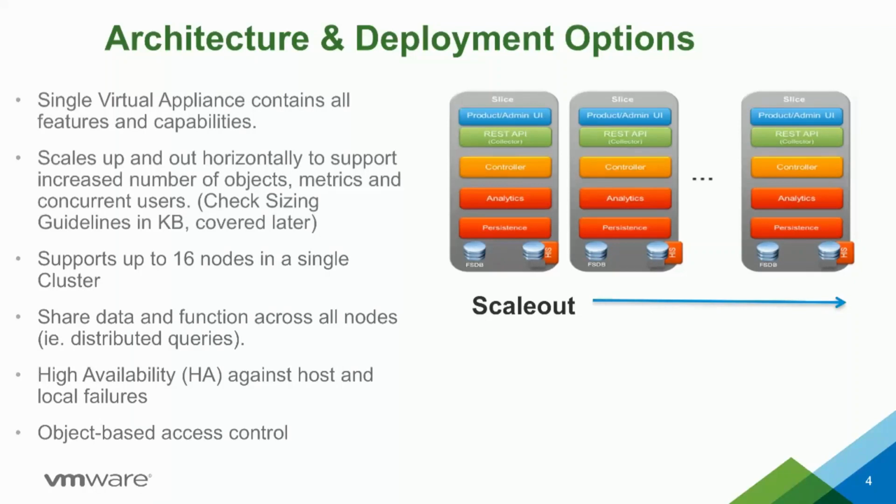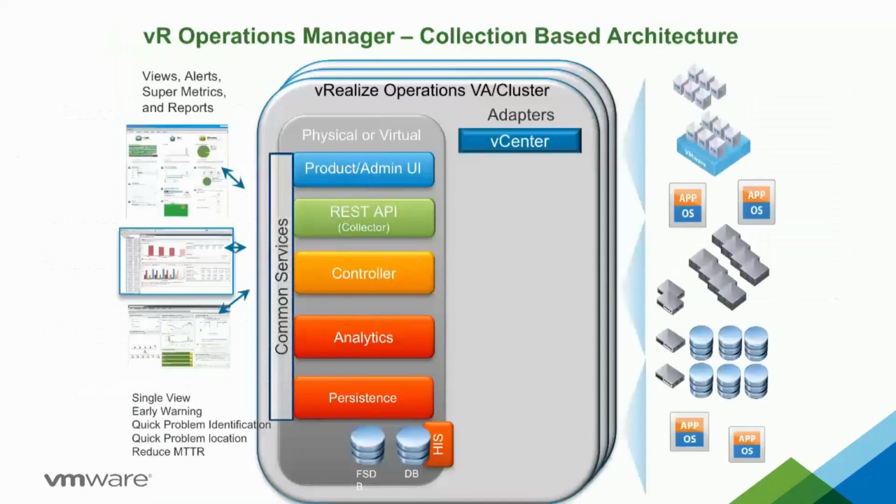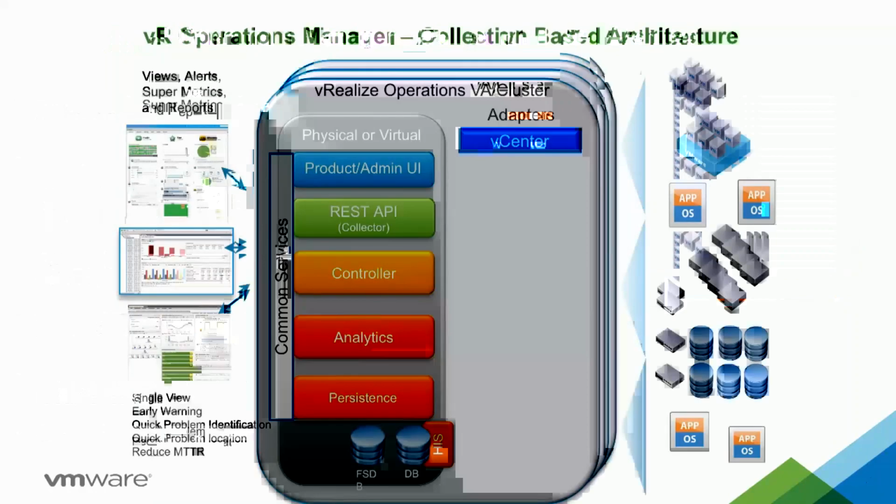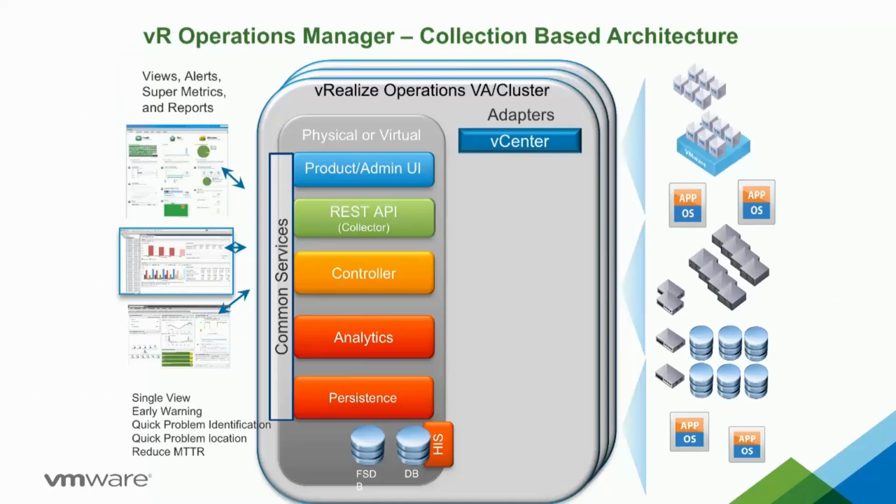vRealize Operations Manager is a collection-based architecture. We use an adapter to go out and collect the data from the resource that we want to bring data in from. So by default, vRealize Operations Standard, and with Advanced and Enterprise, all come standard with the vCenter adapter. The vCenter adapter is pre-installed. This is the component that allows you to connect to vCenter, and we'll be showing you that a little bit later.